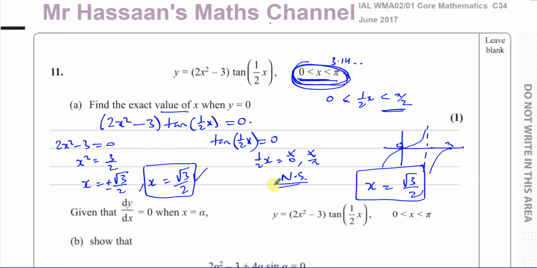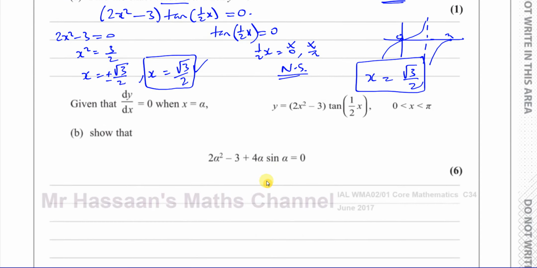So that's just a little explanation why this doesn't give any solutions, and we only have one of these two solutions. Then it says, given that dy dx is equal to 0 when x equals alpha, show that 2 alpha squared minus 3 plus 4 alpha times sine alpha equals 0. So we have to start off by finding dy dx. We'll start off with our equation, which is this.